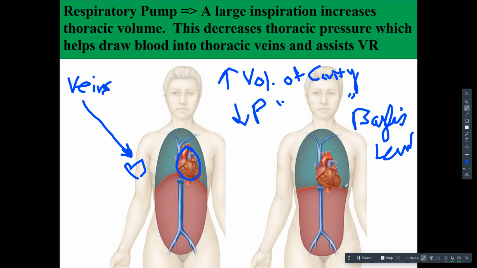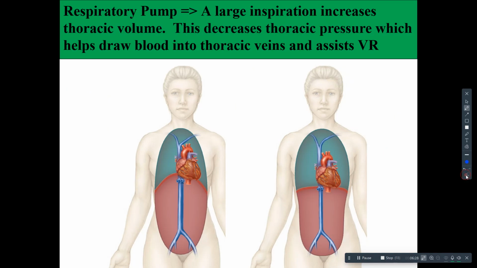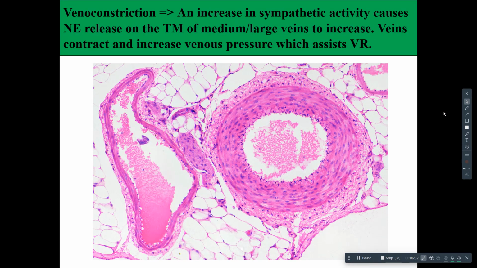Notice how it goes down. And the thoracic volume increases, making the thoracic pressure decrease, making pressure in the heart and the neighboring veins decrease. And that is going to draw blood back into the heart. All right, finally, for venous return, there's venoconstriction.